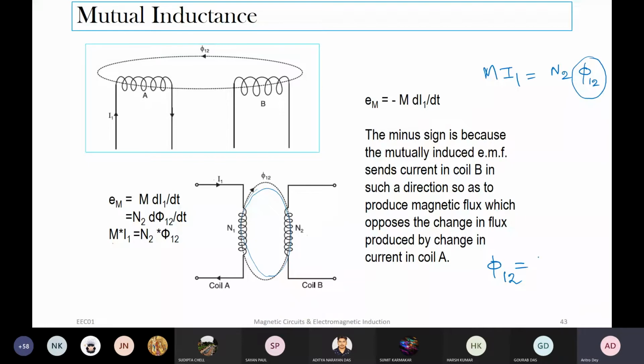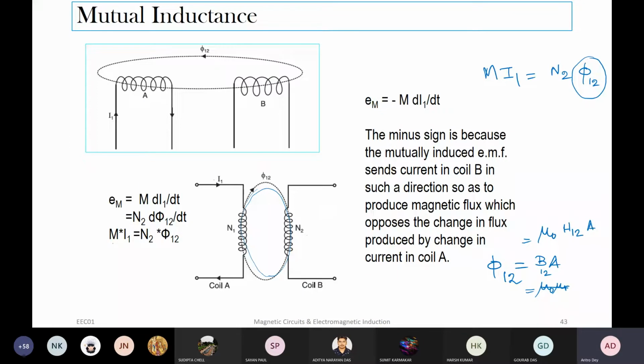Phi 12 is equal to B into A, where A is the cross section area. It is an air core circuit. That means there is no magnetic material shown. So that cross section area is the cross section area of this coil. So B into A, so B12 into A. And what is your B12? B12 is equal to mu 0 into mu R. Here it is an air core, so mu R is equal to 1. Simply we can write mu 0. And then what else? Into H12.